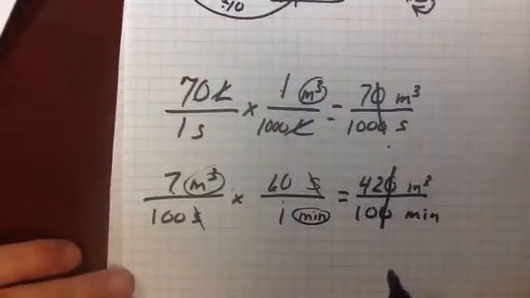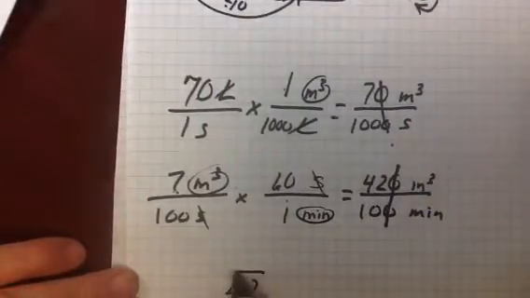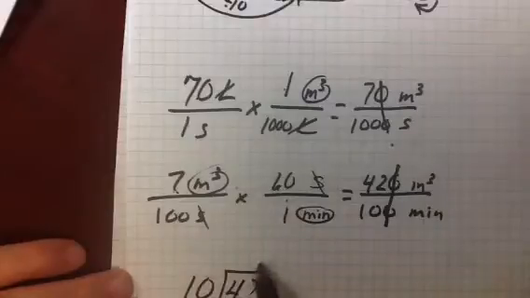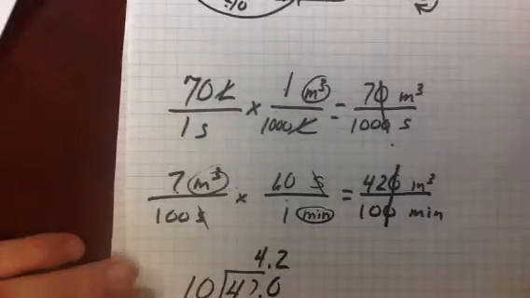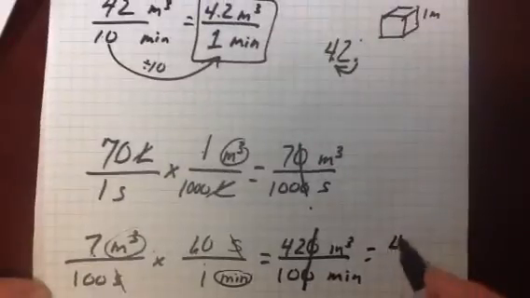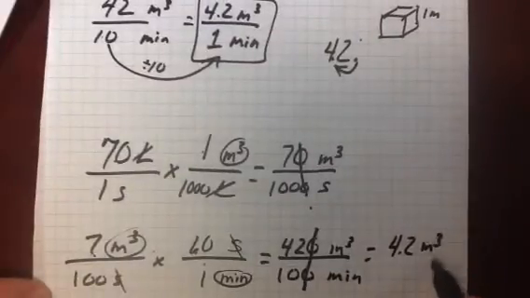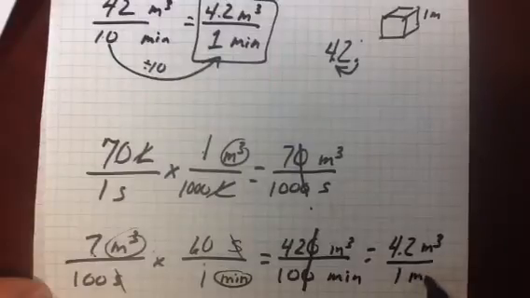I have 42 divided by 10, and I can always do 42 divided by 10. 10 goes into 42 4 times, which is 40, and gives me 2. Decimal point, 0. 10 goes in there twice, 4.2. So I get 4.2 cubic meters per minute, per 1 minute.